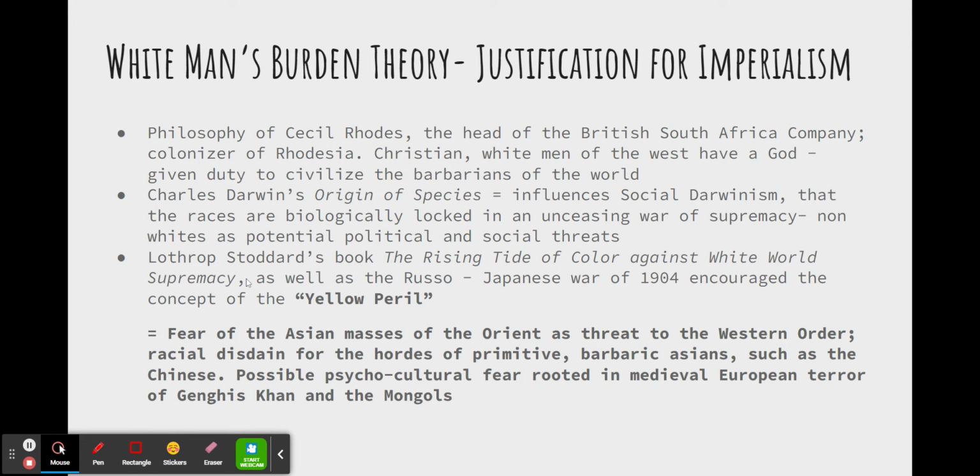This idea was deeply rooted in the Western democratic powers, and it was seemingly confirmed by the Russo-Japanese War of 1904, in which the Japanese absolutely obliterated the Russian Navy and easily defeated them. This seemed to confirm in the eyes of many Europeans that the Asians were rising up against them in an ideological and racial struggle.